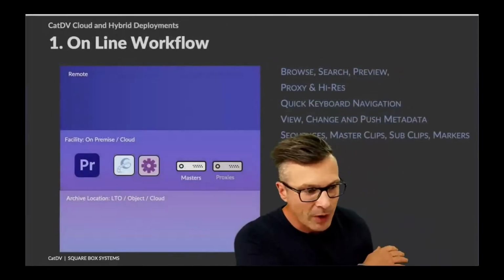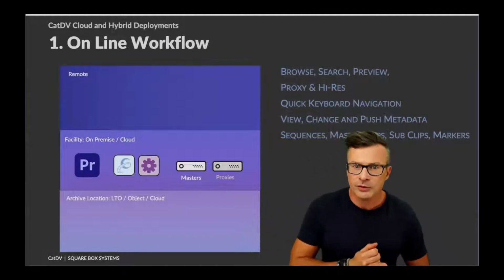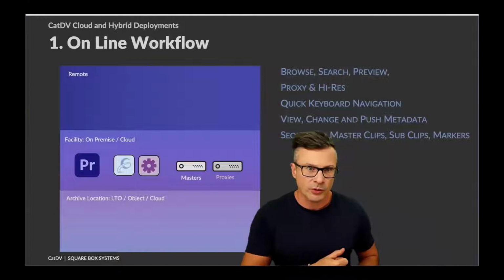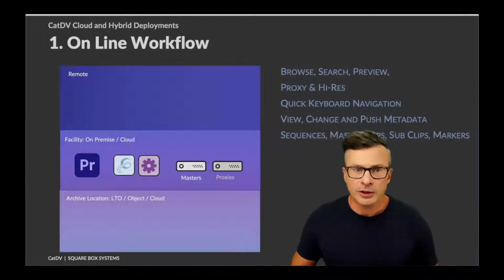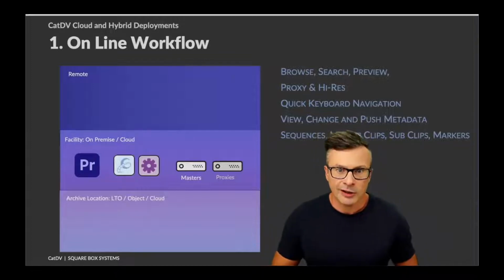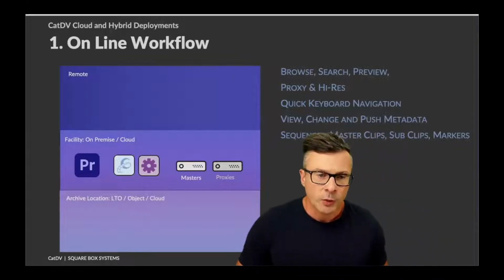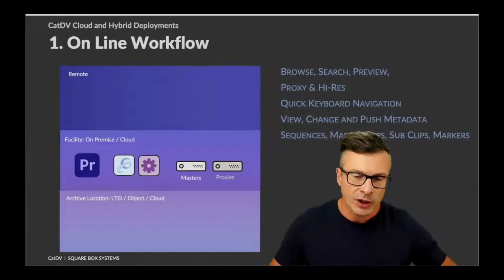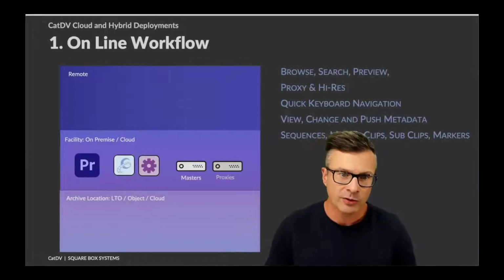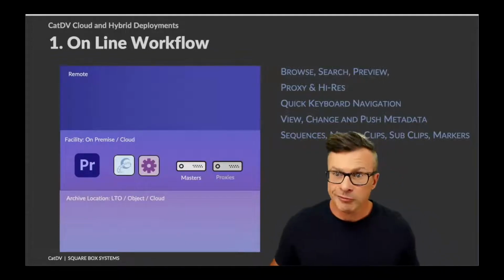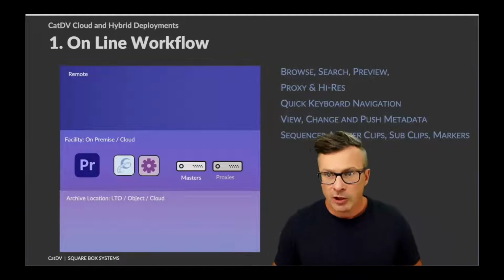What we're going to try and do is step through sophistication, starting simple and moving on. So the first 2 things we're going to look at, this is number one, the online workflow. You can see the little architecture diagram on the left. We've got a facility that happens to have CatDV, its network infrastructure, some storage that has both masters and proxies, and Adobe Premiere. So we're going to take a look through browsing, searching, and previewing, and how we work with proxies and high-res.